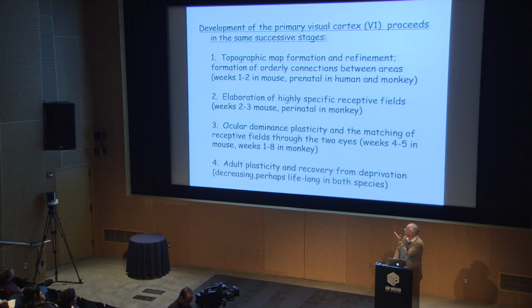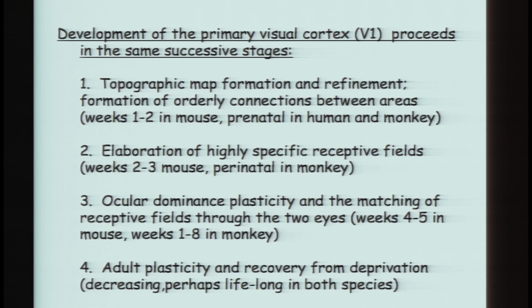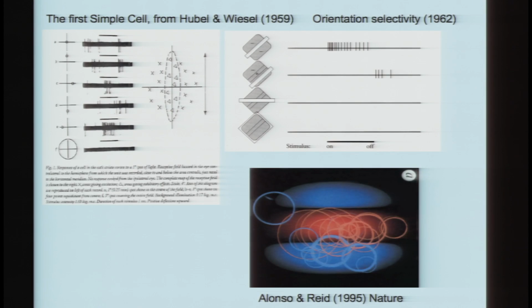But if you look at a sequence of events, which I've just drawn here in terms of topographic map refinement, elaboration of highly specific receptive fields, a period of plasticity that allows the matching of receptive fields in the two eyes, and then a period in adulthood of much less plasticity that allows much slower and smaller changes. These are similar in the mouse and in large animals and in the human from clinical data.